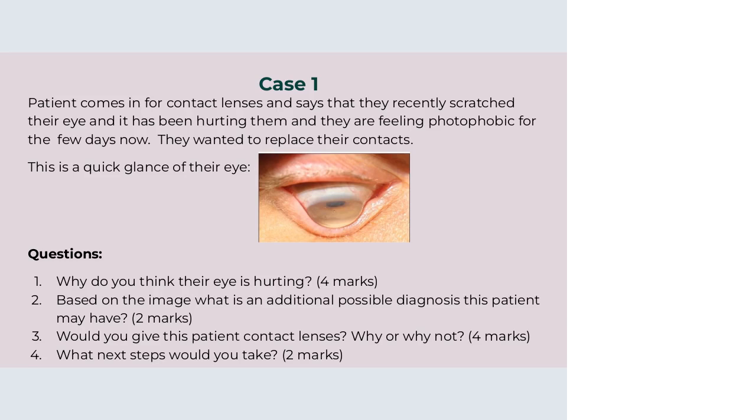Yes, it could be thinning of the cornea, because they do have keratoconus. What else could it be? Yes, the scratch could be getting infected and turning into an ulcer and creating photophobia. Great job. So you already got the diagnosis.